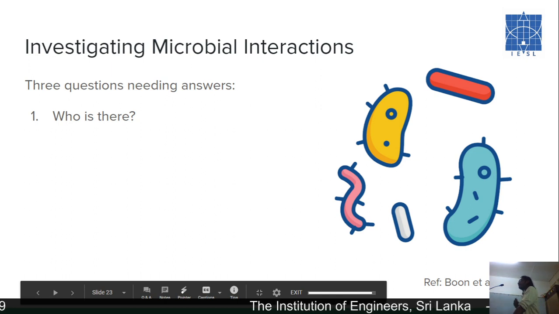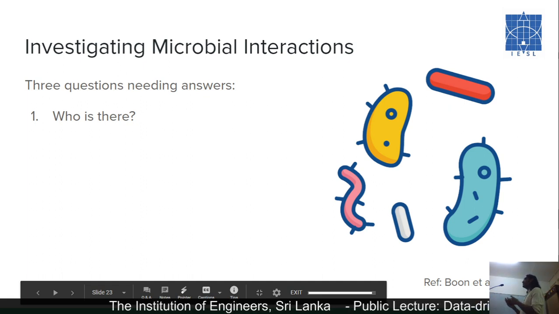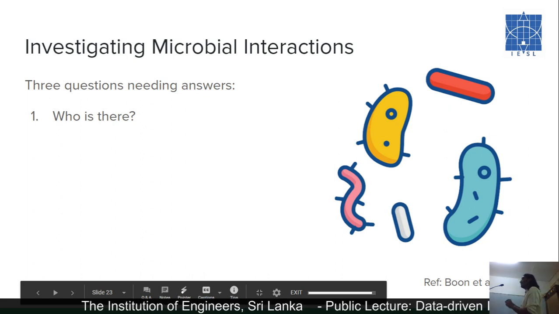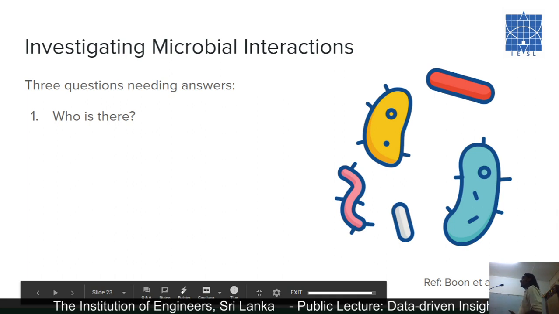How do we do that? Like humans, microbial organisms also have DNA. Bacteria have DNA. So we do DNA sequencing, which is actually a topic for another talk. But what happens in a sequencing machine is it gives us the different sequences of DNAs, the different coding of bacteria available in that sample.